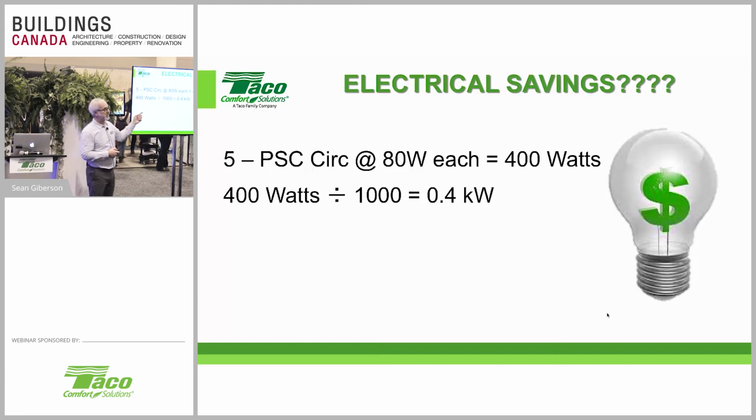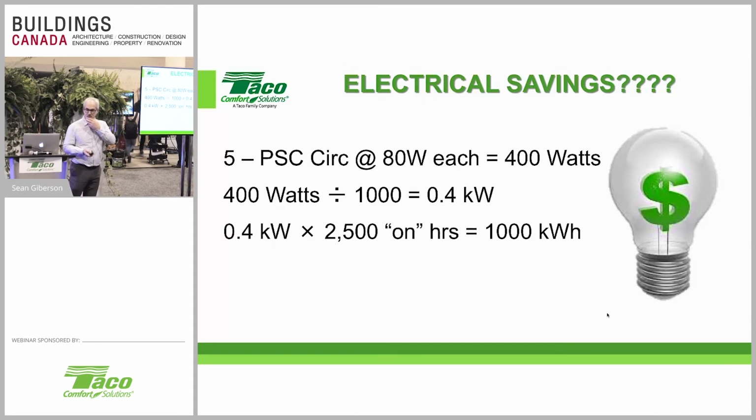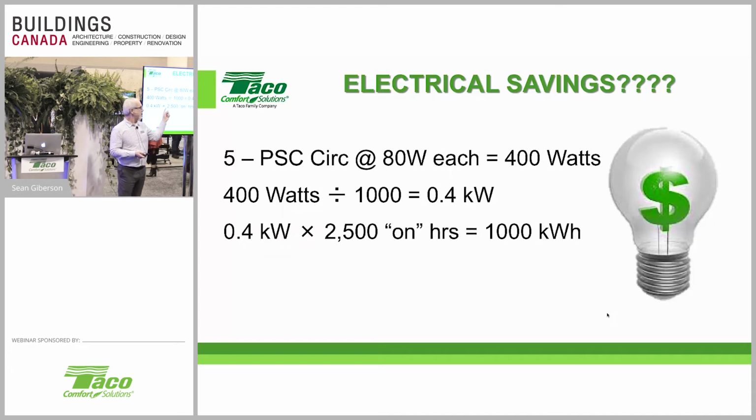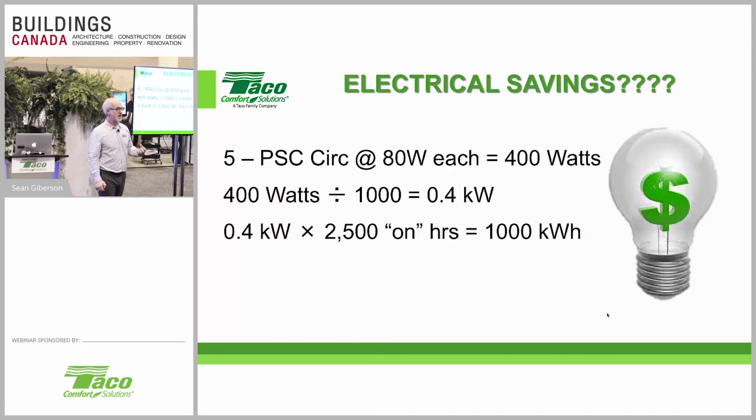If we look at getting that to kilowatts, just divide it by 1,000. What about now we want to get to kilowatt hours? We're going to times it by operating hours, and there's a lot of tables out there which we use here in North America that say, as we move north and south, we run equipment for these sort of times. So there are tables that say, in this band here, we're about 2,500 run hours during a normal heating season. So we want to find out what that looks like. We'll take our kilowatt hours, times it by that 2,500, and we're going to get to that 1,000 kilowatt hours.